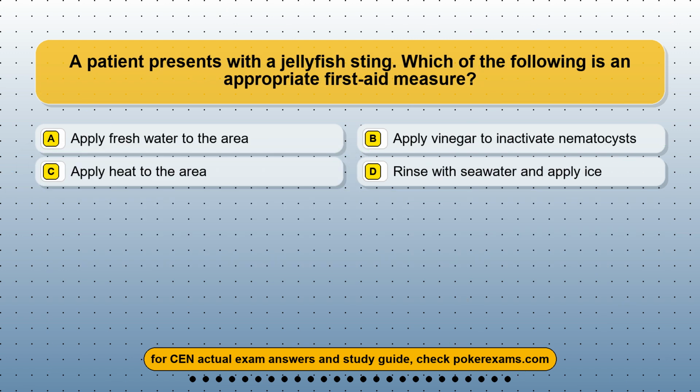Question 7. A patient presents with a jellyfish sting. Which of the following is an appropriate first-aid measure? Option A, apply fresh water to the area. Option B, apply vinegar to inactivate nematocysts. Option C, apply heat to the area. Option D, rinse with seawater and apply ice.